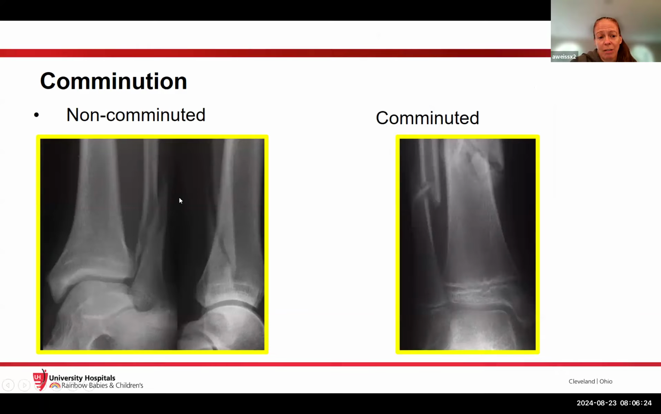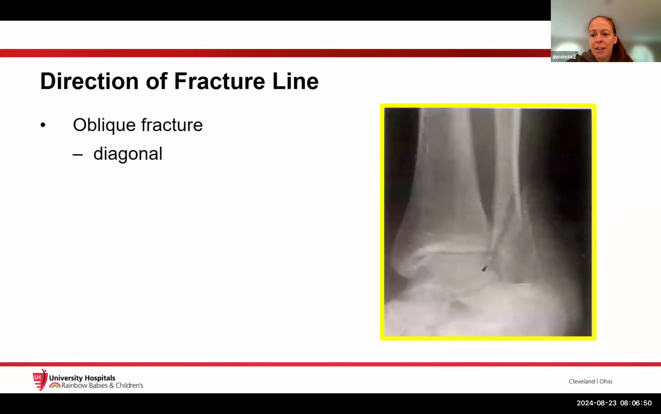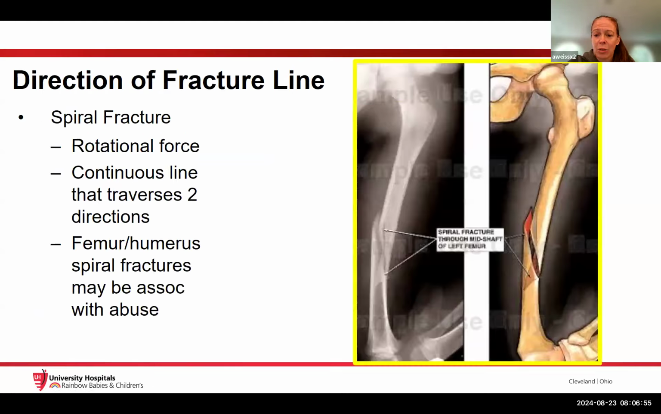So on the left, you can see a non-comminuted fracture. This is still a complicated fracture. Just because it's not comminuted doesn't mean that it's not complicated. This one is likely going to cause instability in the ankle joint and need surgery anyway, but it is not in several pieces, compared to this ankle fracture over here that is obviously in several pieces, both the tibia and the fibula. And then the direction of the fracture line: this is a transverse fracture because it goes straight through the bone. This is an oblique fracture because it goes more diagonally in orientation. And then spiral fractures.